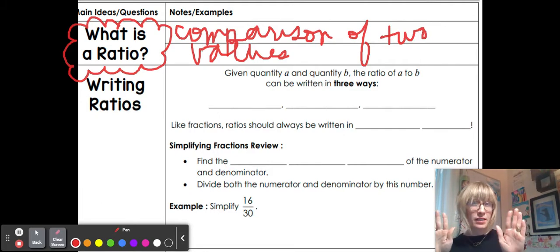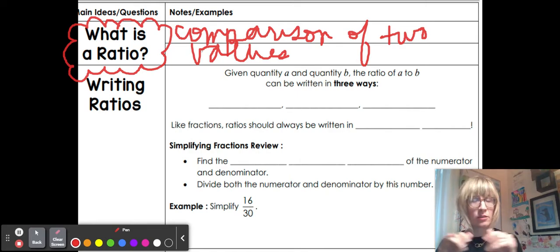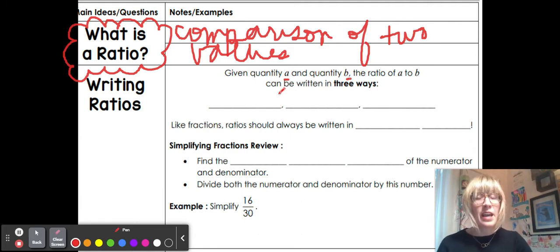It could be dogs to cats, or it could be football players to baseball players, or whatever it is, right? You have these two values. So here we could call them quantity A and quantity B, right? A could be apples, B could be bananas, whatever you want it to be, or whatever your scenario presents. And these ratios can be written in three ways.